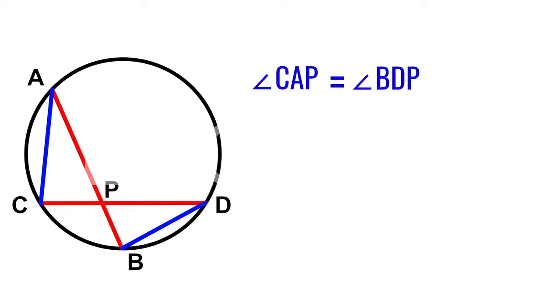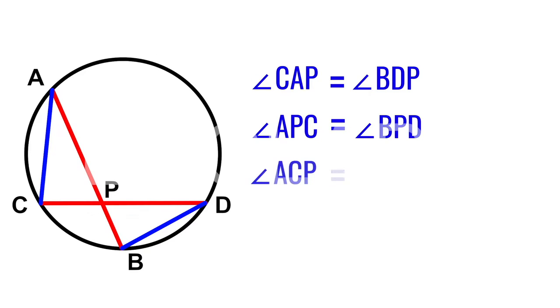Now look at the angles APC and BPD. Angle APC must be equal to angle BPD as these two angles are opposite angles. Similarly, the arc AD is making angles at the points C and B. So angle ACP must be equal to angle DBP. That is, the angles of triangle PAC are equal to the angles of triangle PDB.